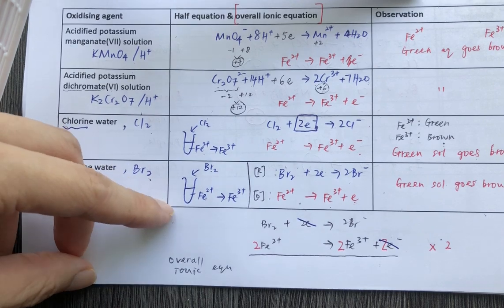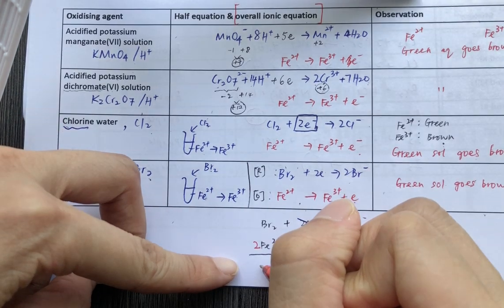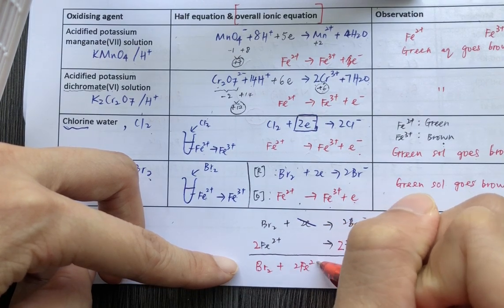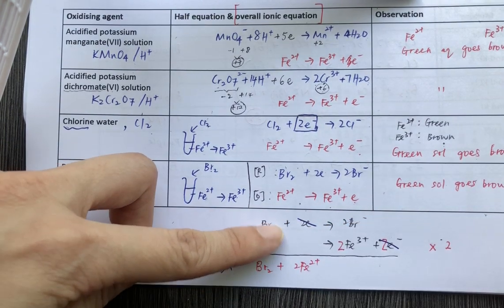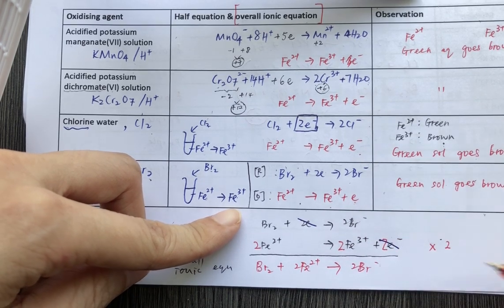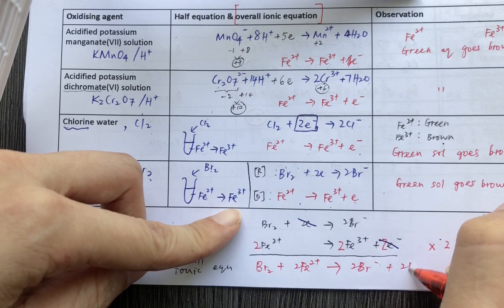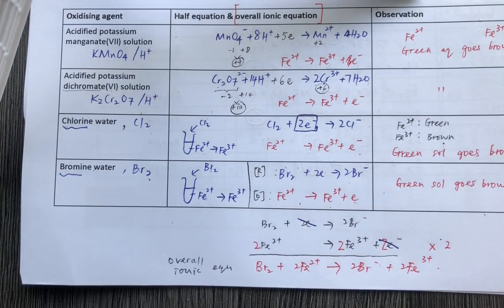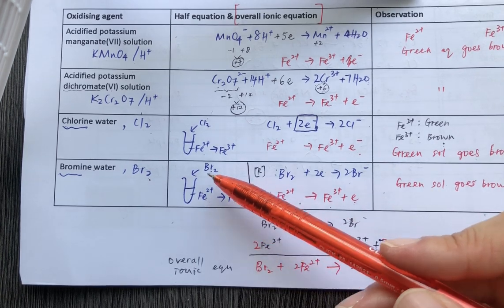After you cut off the electrons, just copy what remains. So I have Br2, 2Fe2+, and then there's nothing left here. Arrow, 2Br-, 2Fe3+. All right, so this is the overall ionic equation for the reaction between Fe2 and bromine.